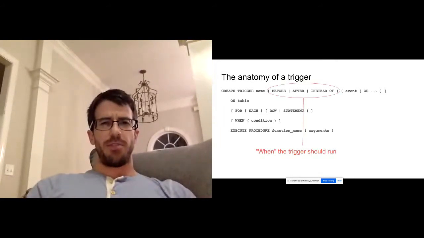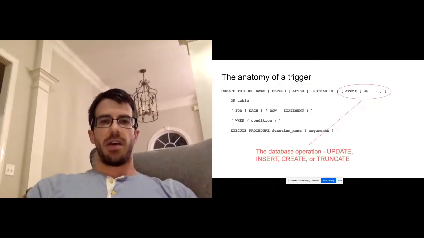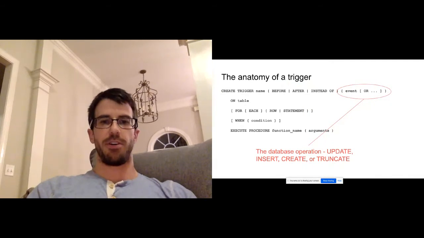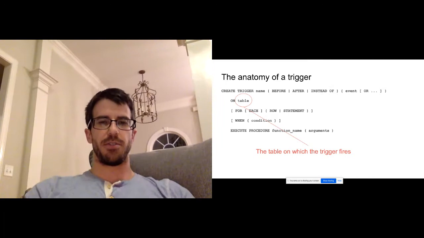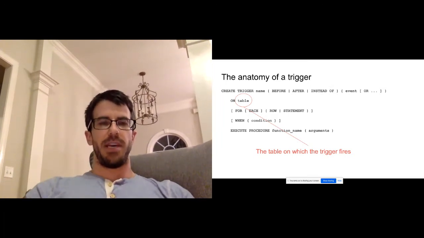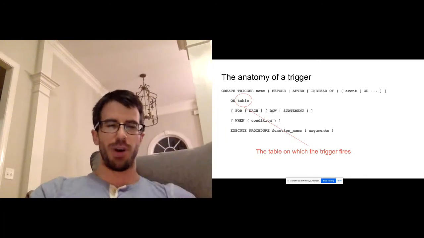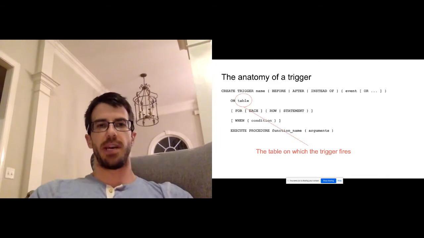Basically you have to define, when is your trigger going to run? Is it going to run before or after a specific event, in this case, an update, an insert, a create? And then we configure what table this trigger is going to fire on. So making a trigger that fires before the update of a specific table. And when I say table, I really mean a Django model, because each Django model corresponds to a table in your database.